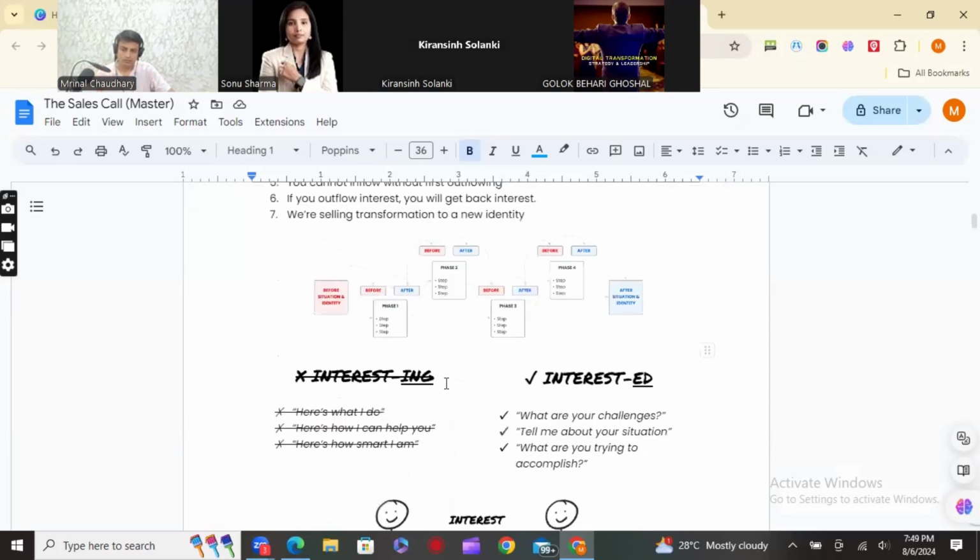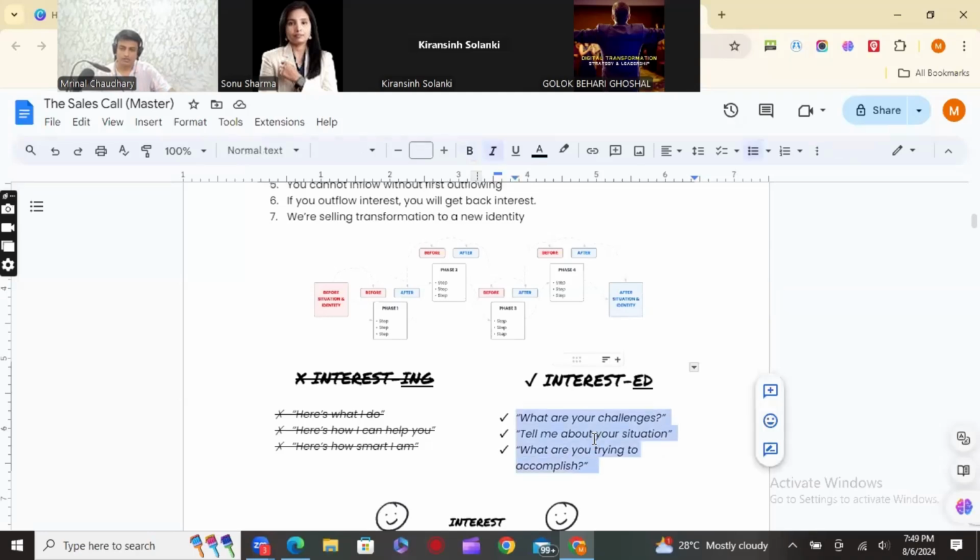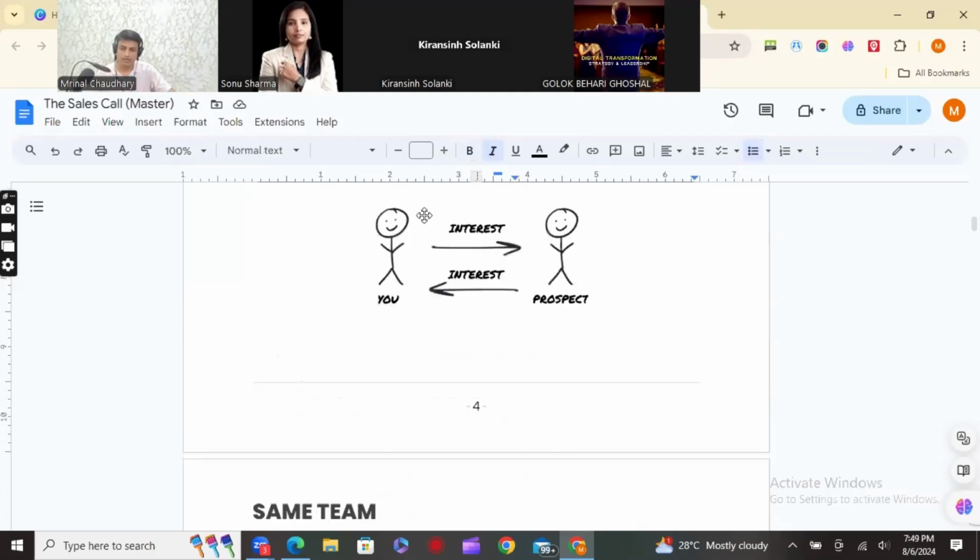You don't have to be interesting, you have to be interested in the other person. So what are your challenges? Tell me about your situation. What are you trying to accomplish? This is the main thing that we have to be doing. This is you, this is the prospect. If you show interest in them, then they will be interested in you.